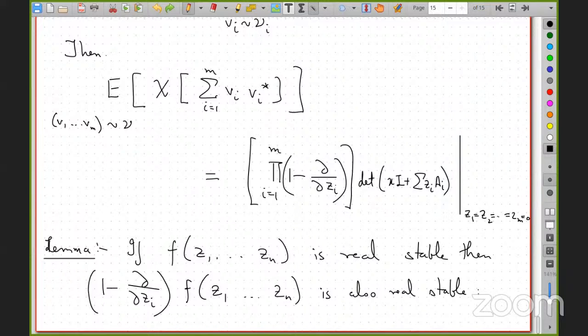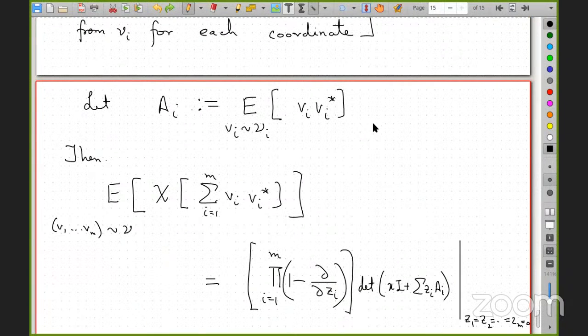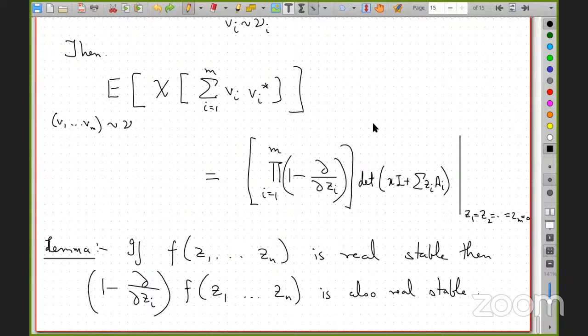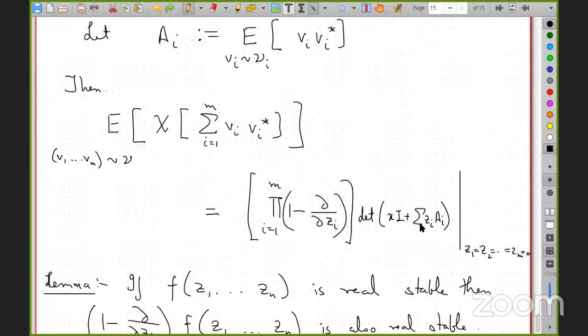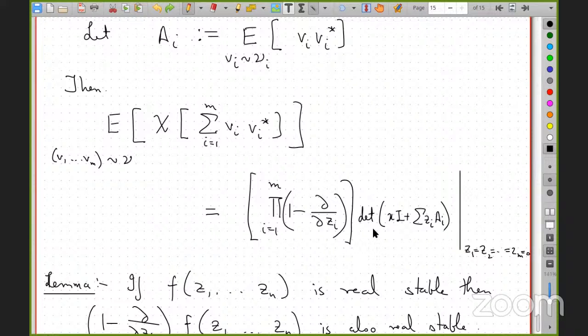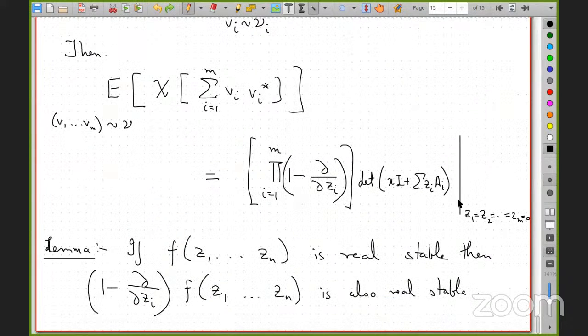Because why? This determinant xI plus summation z_i A_i, the A_i's are PSD. Why is A_i PSD? Each v_i v_i star is PSD, and you're taking expectations, so it's a positive weighted sum of PSD matrices. So each A_i is PSD. So now this det of xI plus z_i A_i is a polynomial in variables x and z_1 to z_n, and it is a real stable polynomial. I apply all these derivative operators to it, operators which preserve real stability, so this whole thing remains real stable. Then I set some variables to 0, and again real stability is maintained.